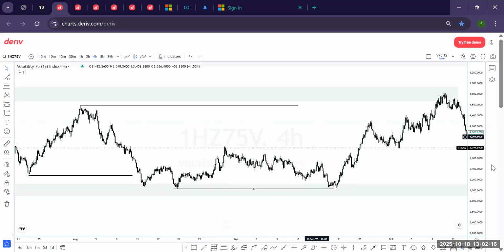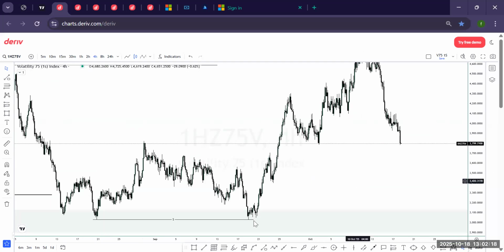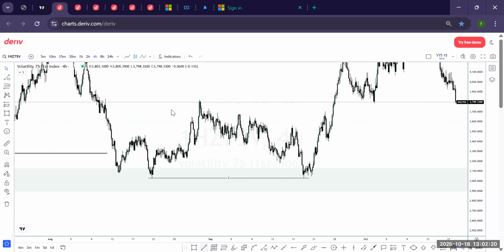So now this 4 hour structure. What do we have here? Let me show you something. We have a liquidity sweep. Come back. Then we have break of structure. Let me show you why price actually sold. We have break of structure here. We have break of structure here.